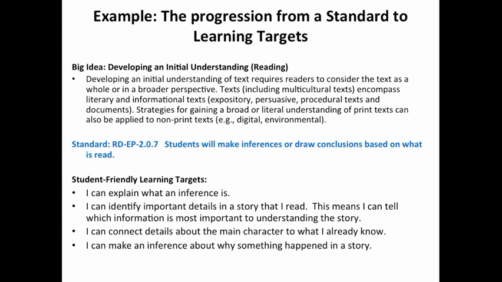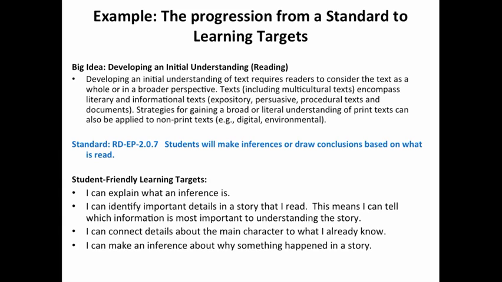The learning targets have a specific format. They begin with an I can statement and then have a verb. I can explain in the first one is a knowledge target. So I can explain what an inference is. I can identify important details in a story. I can identify, and this means that I can tell which information is most important to understanding the story. This target is a reasoning target. I've analyzed the information and I've classified the most important information for understanding the story. And so this is a reasoning learning target.